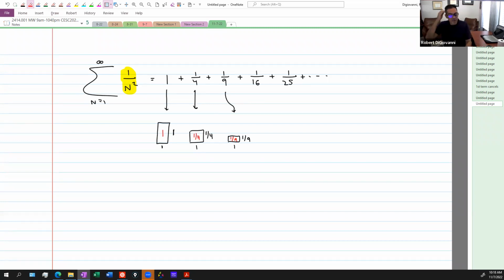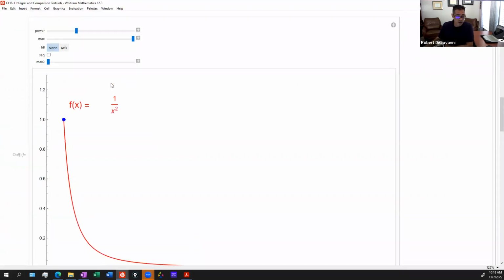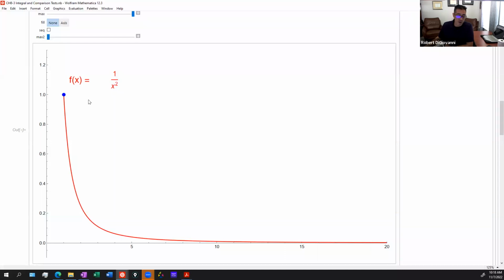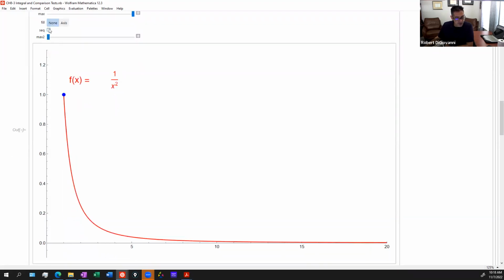I'm trying to find a way to visually take that sum, 1 plus 1/4 plus 1/9, 1/16, forever, and turn it into a visual problem with a bunch of rectangles where I'm trying to add up the areas. If I think about it that way, then I can graph 1 over x squared. Instead of 1 over n squared, I'm going to graph 1 over x squared. There's 1 over x squared. I'm going to imagine taking just the sequence points and looking at all those rectangles.